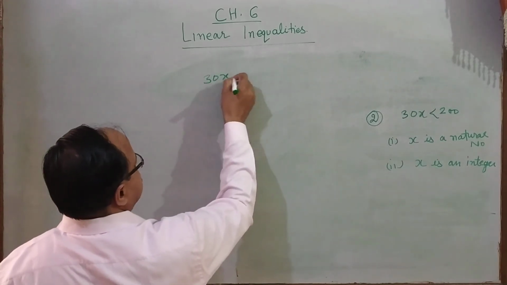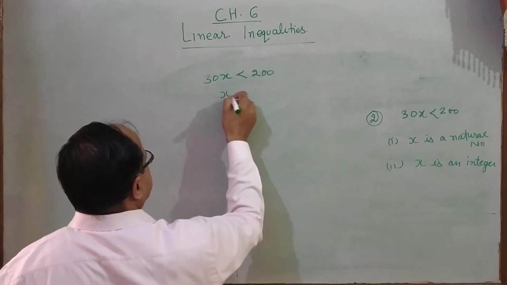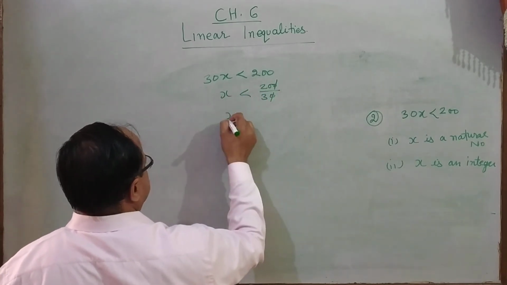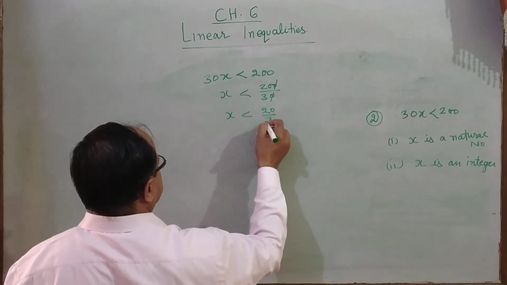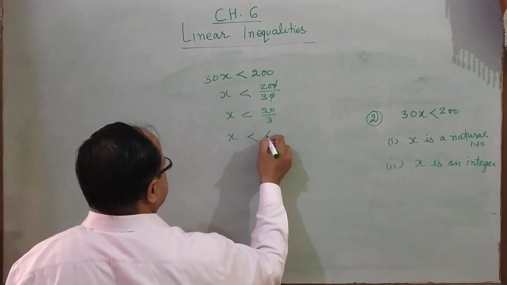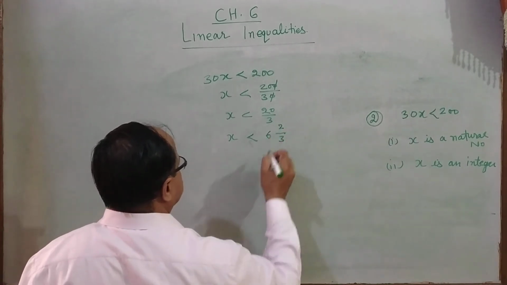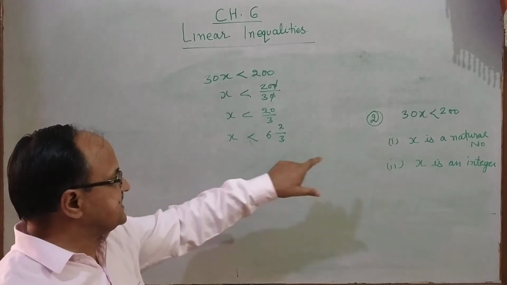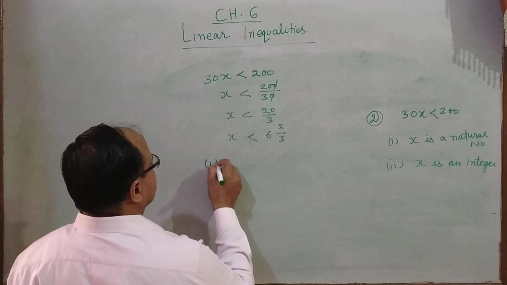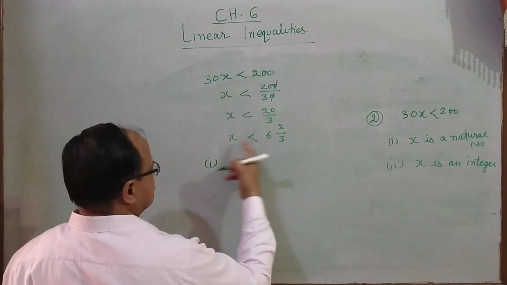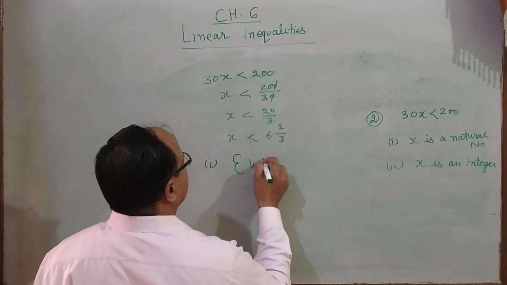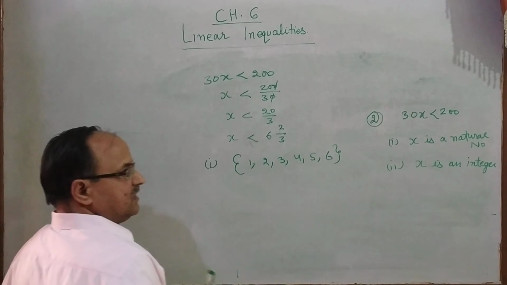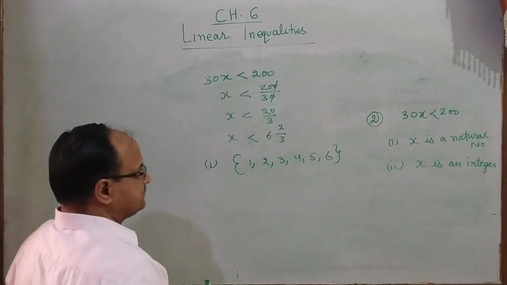Yes, 30x less than 200, x less than 200 by 30. Cancel. x less than 20 by 3. 20 by 3 means 3 sixes are 18, 2 by 3. Can you tell me what the values of x less than this are, when x belongs to natural number? Your answer is 1, 2, 3, 4, 5 and 6. Less than this number there are 6 natural numbers.